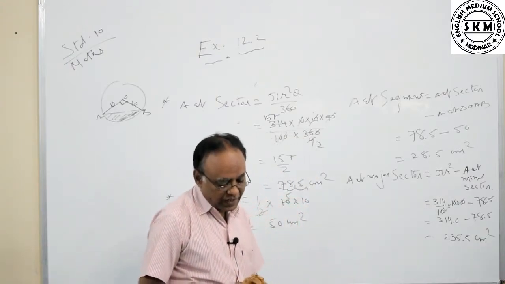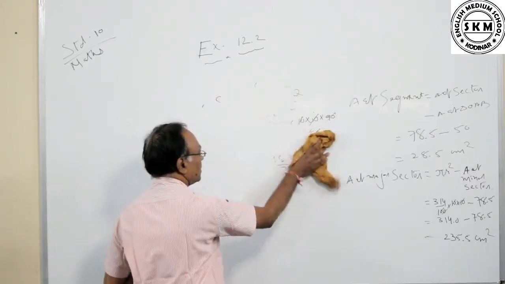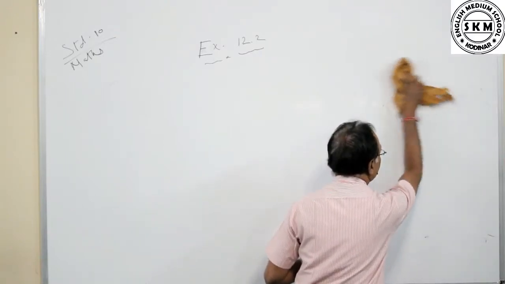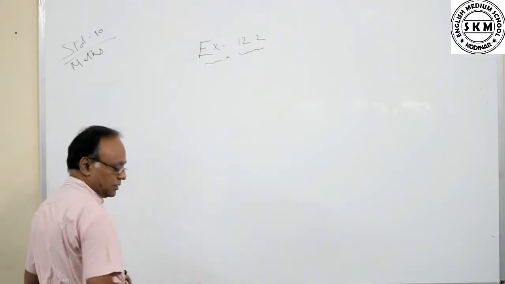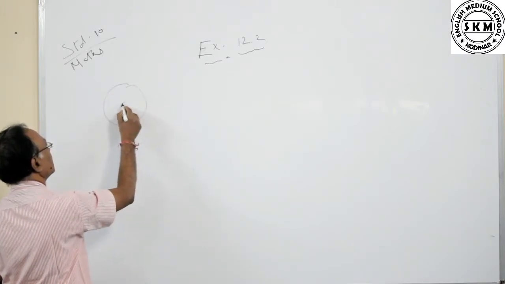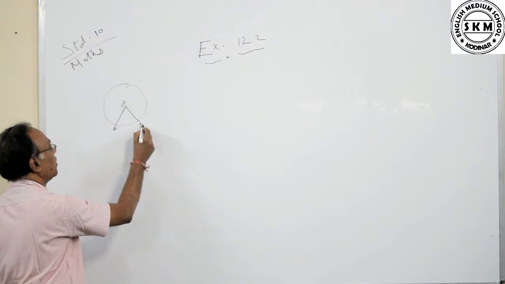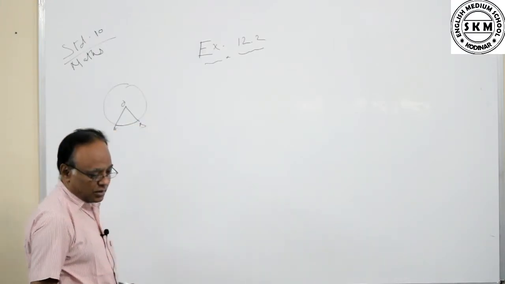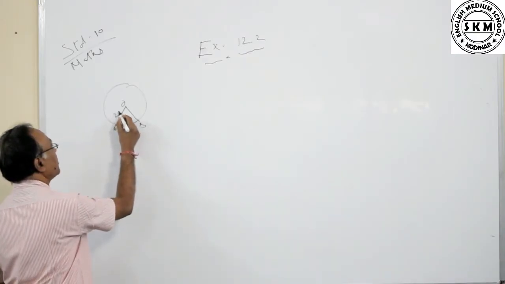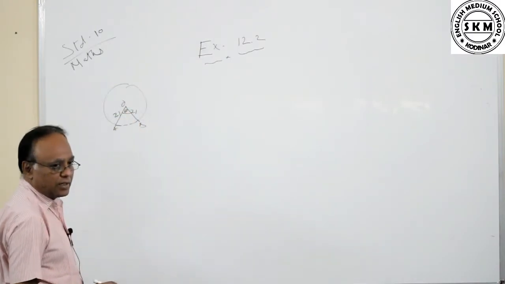A circle of radius 21 centimeters. First draw the figure. Circle with center point O, and suppose OA and OB are the radii of the circle. The radius here is given as 21, so OA is the radius 21, OB is also a radius 21, and there is 60 degrees at the center.